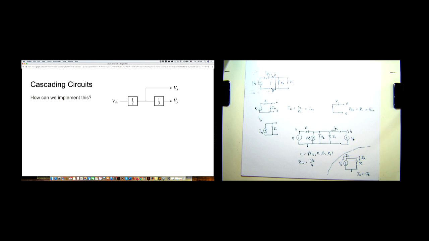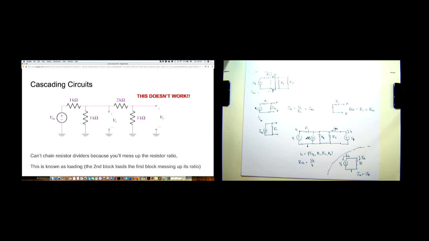Now, let's see an application of this. We have gone through it in discussion. It's when we want to cascade circuits, right? So how can we implement this circuit? We can use two different voltage dividers in order to do the two different ratios, right? So you can use a 1 kilo ohm divider to construct Vx, and you can use a 1/3 divider to construct Vy from Vx.